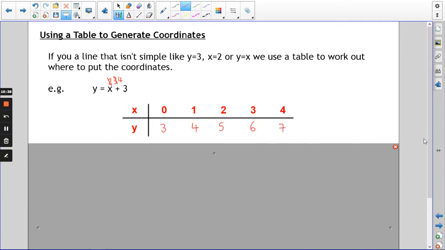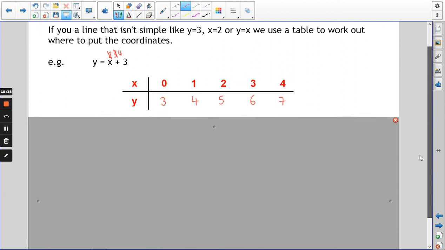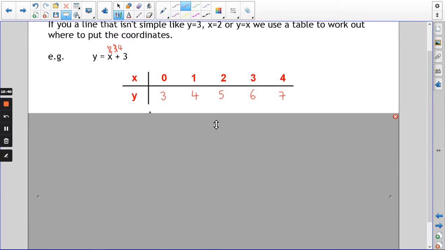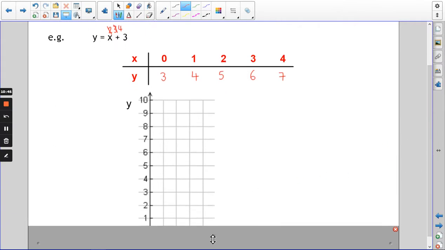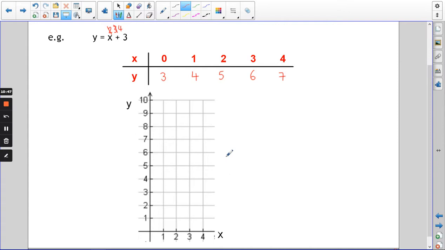And there is a pattern in the numbers. It goes up in ones. The y values go 3, 4, 5, 6, 7. And what we do then is we convert the table into coordinates. And it's not anything like as hard as you'd think.